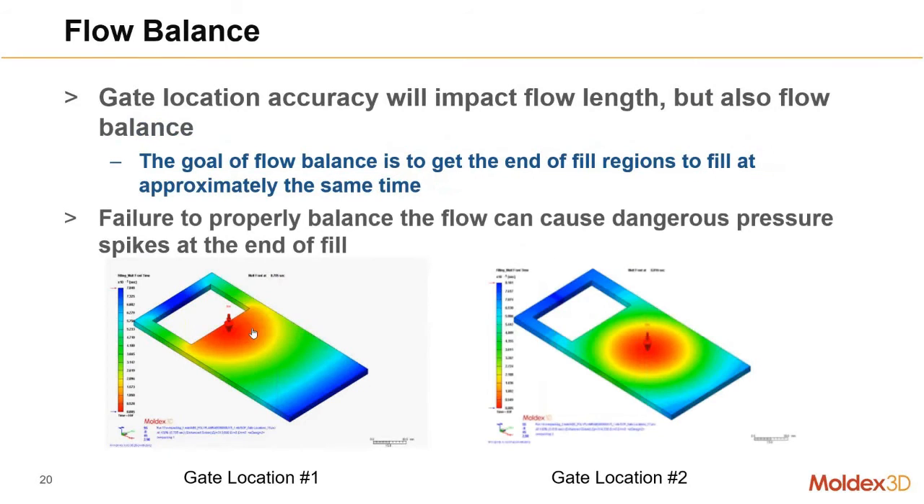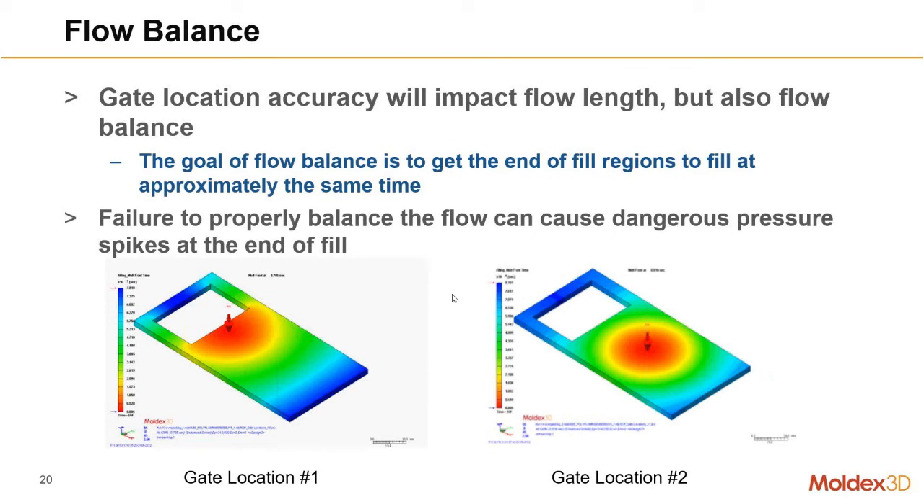And then flow balance is also really crucial. So just looking at how the end of fill regions hit with respect to one another. We really want each of these end of fill regions to fill out at exactly the same time. So we can see on the left side, we have a little bit better of a flow balance because the end of fill here is a dark blue color, and the end of fill here is also dark blue, whereas this side has a dark blue on this end here, and it's light blue over here. So this would indicate an imbalanced flow.